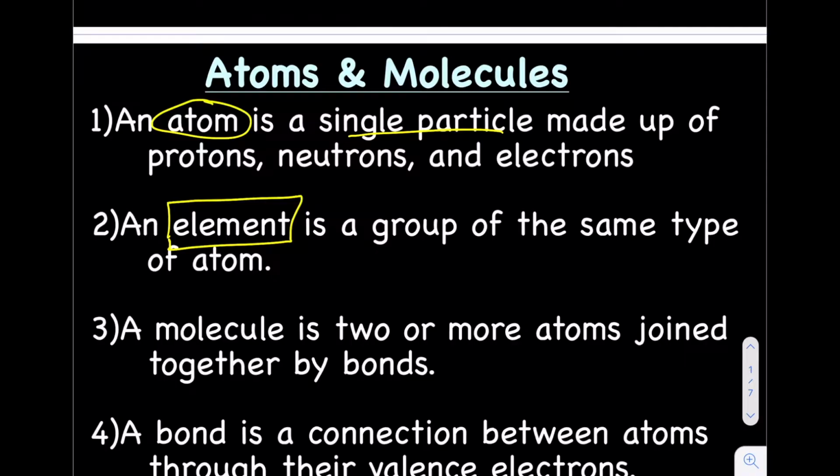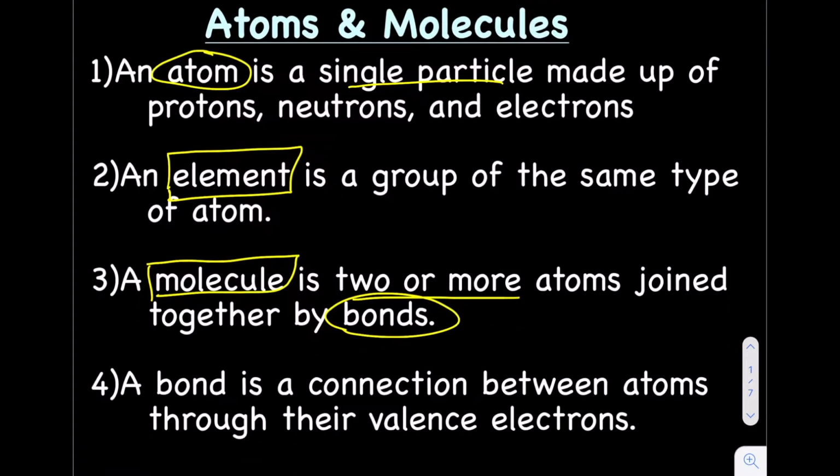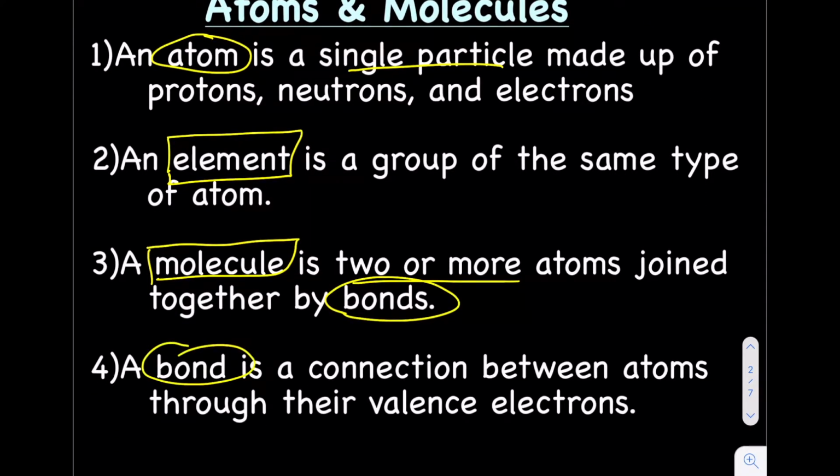And then the new term is a molecule. A molecule is 2 or more atoms joined together by what we call bonds. So what's a bond? A bond is a connection between atoms through their valence electrons. We're going to spend a lot of time talking about what a bond is throughout this unit, but for today, just to have a quick definition of a bond. Okay, so we hopefully have an idea of the difference between an atom, an element, a molecule, and that a molecule is formed by 2 or more atoms joined together by bonds.